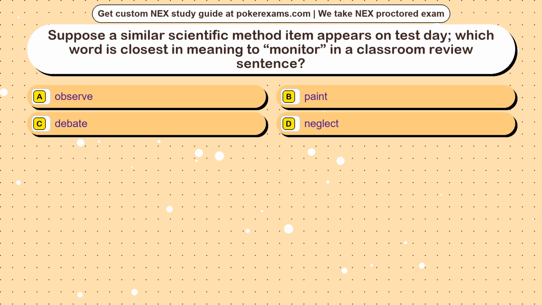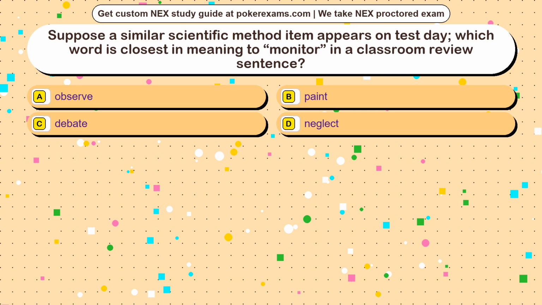Question 7. Suppose a similar scientific method item appears on test day. Which word is closest in meaning to monitor in a classroom review sentence? Option A, observe. Option B, paint. Option C, debate. Option D, neglect.